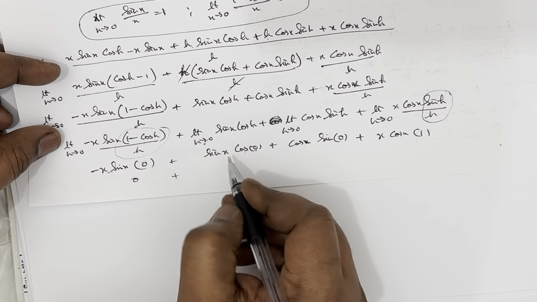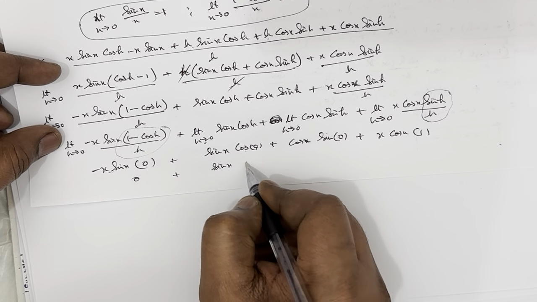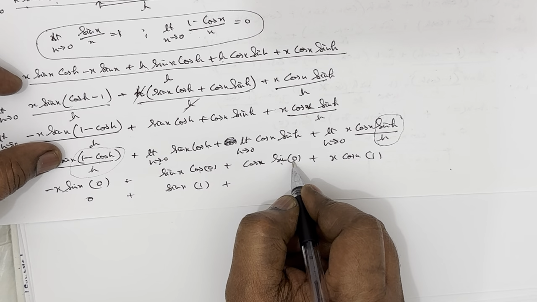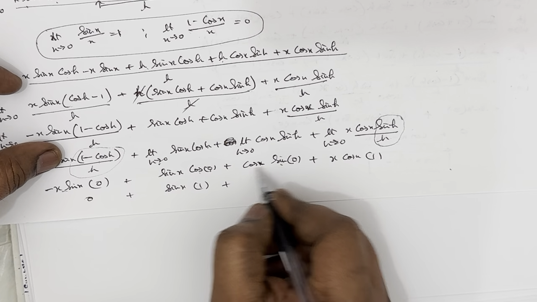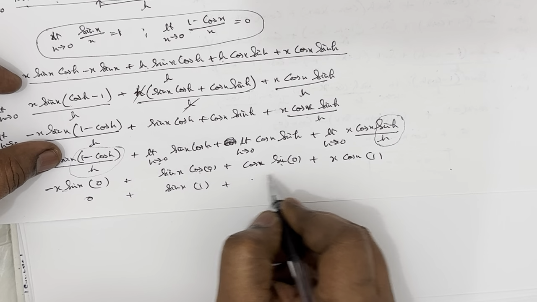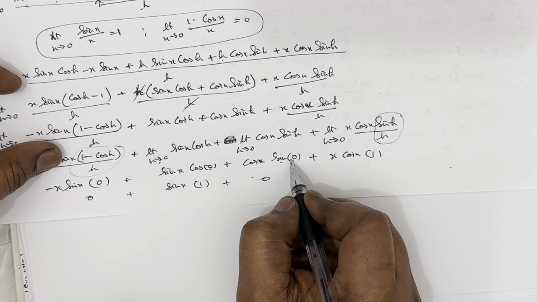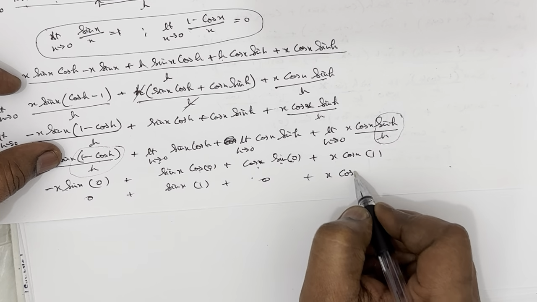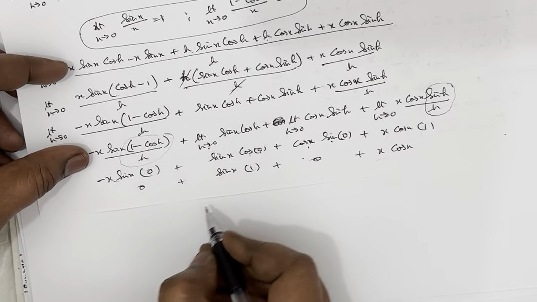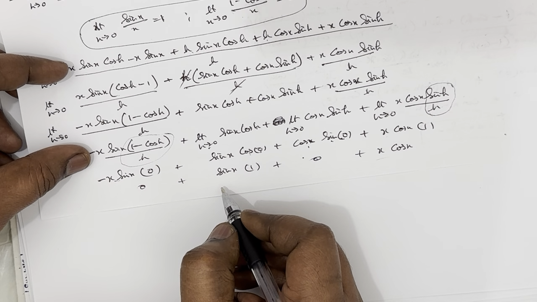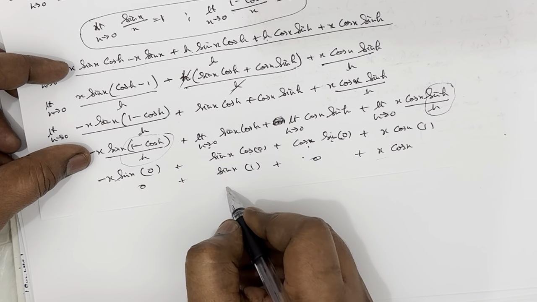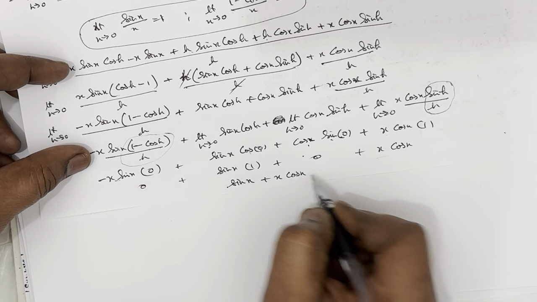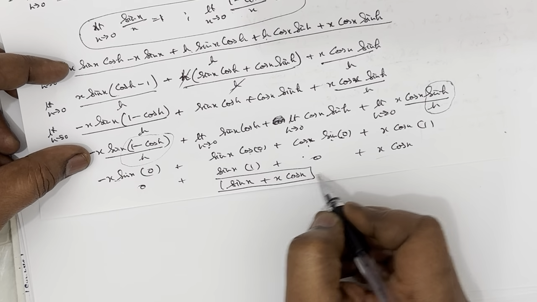Now this is 0, plus cos 0 degrees, cos 0 is 1, so sin x multiplied by 1, plus sin 0 degrees is 0, so this whole thing becomes 0. Sin 0 is 0, into this thing is 0. Now plus x cos x, since cos x into 1 is x cos x. So what do you have? Sin x plus x cos x. That's it. This is the answer.